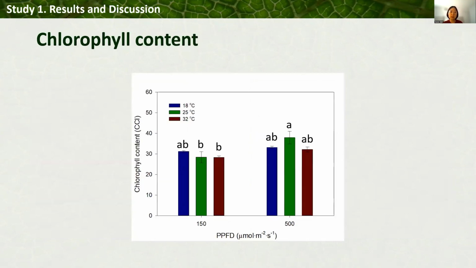And then chlorophyll contents: we couldn't see much difference in chlorophyll contents from the PPFD and temperature differences. I think that is because 7 days were not enough for plants to show a different level of chlorophyll contents.